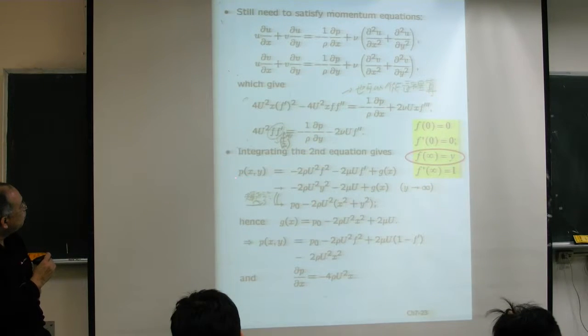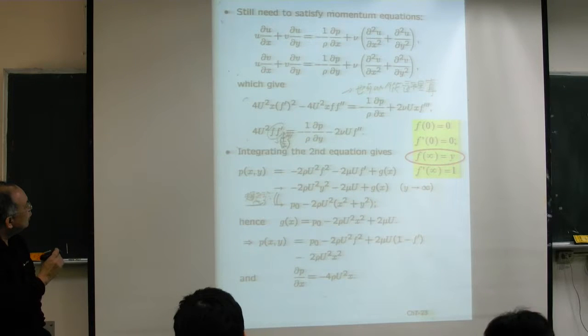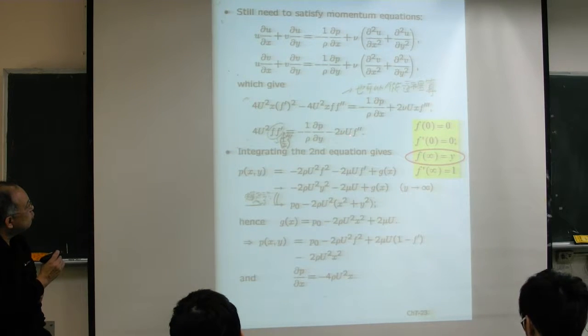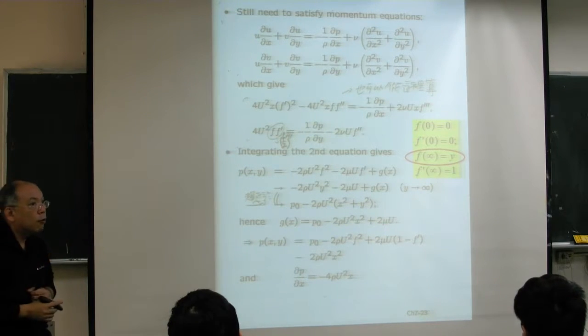Along the y we get the pressure field p. So if we integrate this, what does it become? It becomes this term here, okay? If you integrate this, it becomes this term here. Okay, because 2 mu u f double prime, integrated with y, f double prime becomes f prime only, right? That's it.